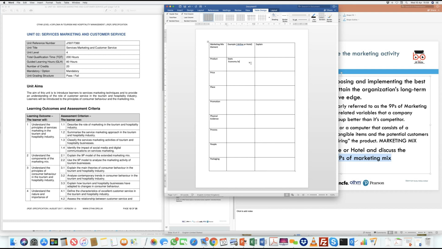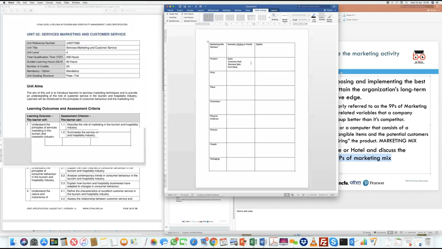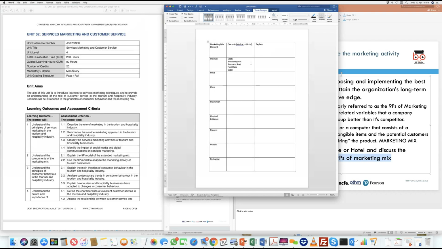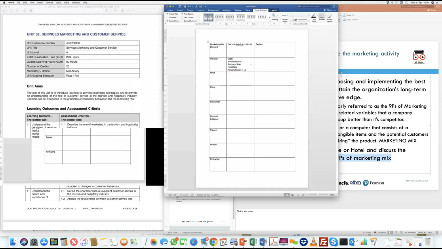You have economy seats, business seats, and first class seats. In some cases, some airlines also have what you call personal cabins. Like when you look at Emirates and things like that, you have access to a personal cabin, which gives you access to a lounge.